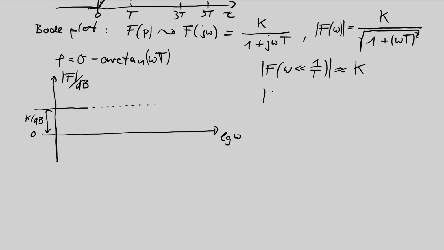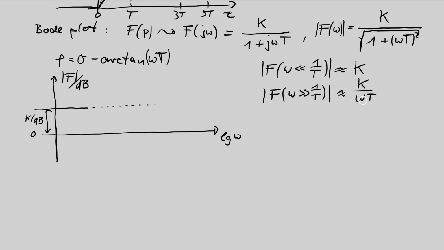The same we can do for the high frequency case. If omega is very large compared with 1 over t, then we can neglect the 1. If this is very large, say 1000 squared is 1 million, and we add a 1, this is a very small change, so we can neglect the 1. Then we can apply the square root function. This removes the square, and we have just the simple function k divided by omega t. This is for large frequencies.